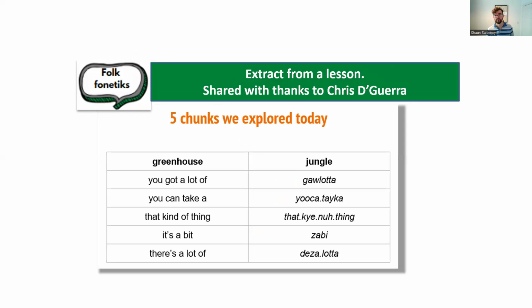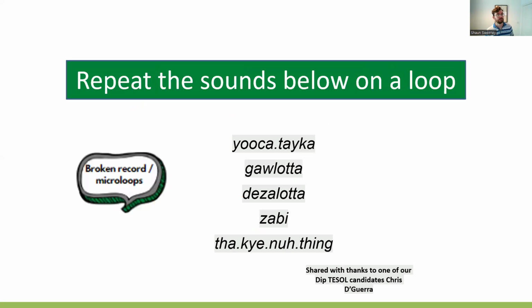Okay. And there's an example of using folk phonetics. If your learner's good with the phonemic chart and phonemes, why not use that as well? That's a list from that Isle of Wight recording. So you got a lot of, you could take her, and so on. I like that one, zabe. So you've got the elision there, making it sound quite different.